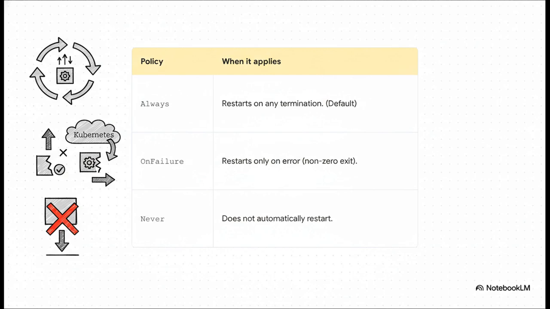The beautiful thing is, you get to control this behavior with something called the restart policy. The default is Always, which means Kubernetes will restart the container no matter why it stopped. OnFailure is a bit pickier. It only restarts if there was an error. And Never is exactly what it sounds like. You get to decide what happens.